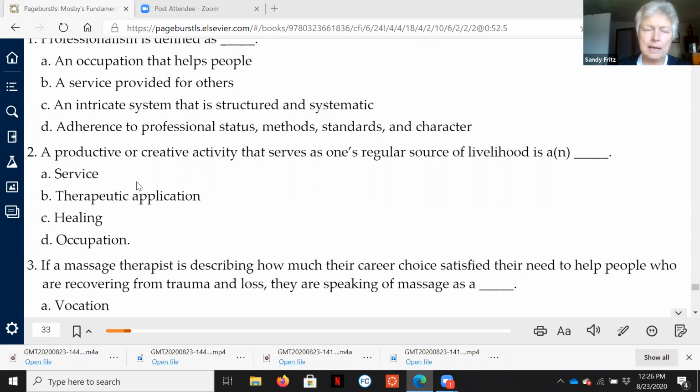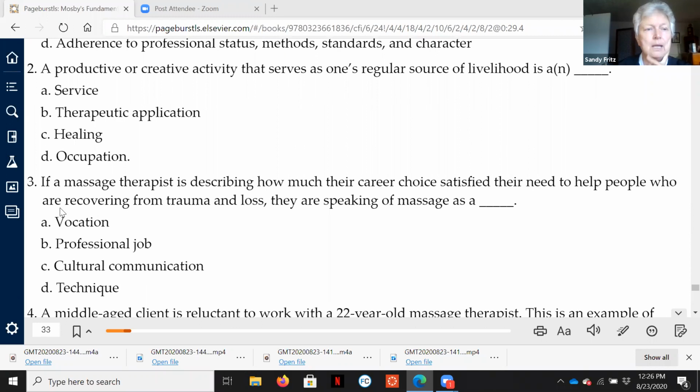Service is a pretty good wrong answer here, because when you are reading through the content, an occupation can be a service provider. It doesn't have to be, though. Therapeutic application is something that you do. It would be part of the creative activity, but there would be more than that if this is your regular livelihood. Healing would be potentially a result that could happen, but again, it's not the activity. So this becomes the definition of occupation.